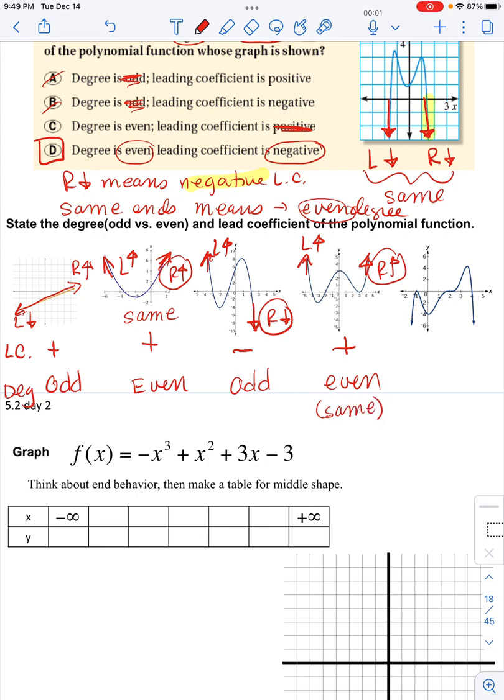Okay, so the right end's going up. My leading coefficient must be positive. The left end's doing the same thing, so my degree must be even. Here, right end down, left end also down. This tells me this about my leading coefficient. The fact that they're doing the same thing tells me that it's even. So that is kind of half the battle, knowing that it's going to go up or down.